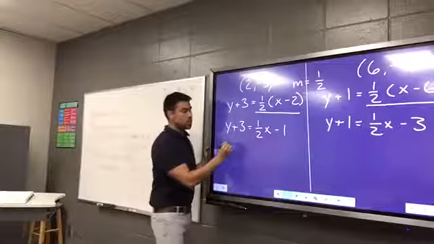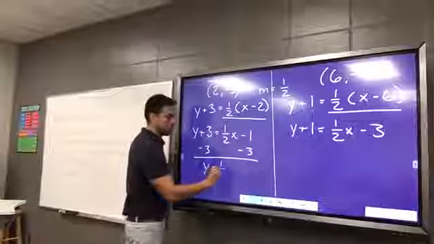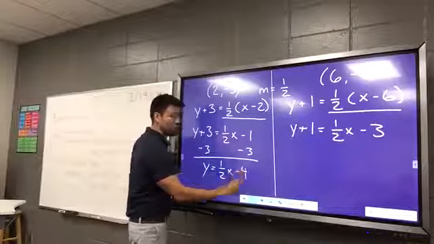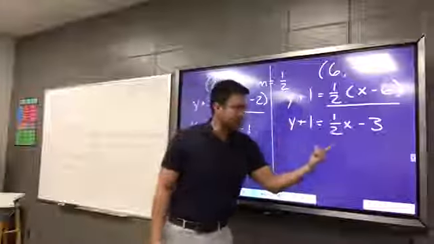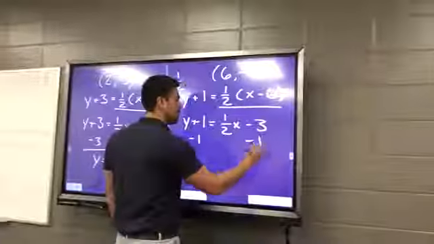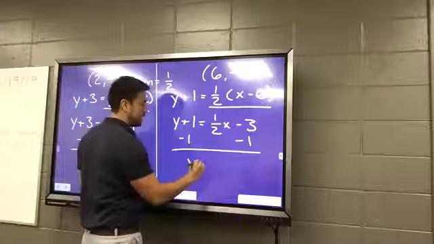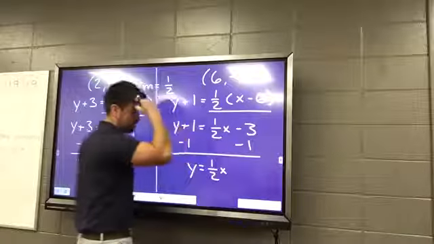Subtract 3. Subtract 3 from both sides, and you guys end up with y equals 1/2 x minus 4. Okay. And you guys, Sam, what is your last step here? Subtract 1. Subtract 1 from both sides. You get, oh man, y equals 1/2 x. What's that?